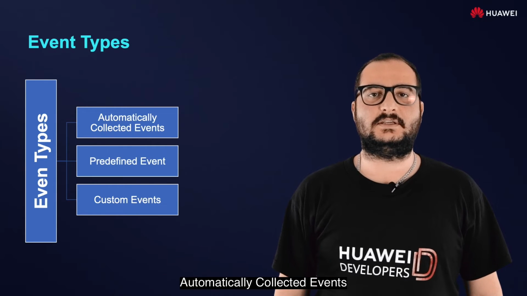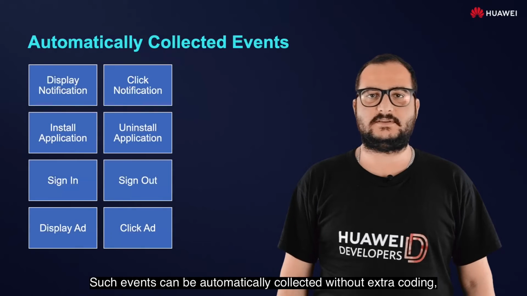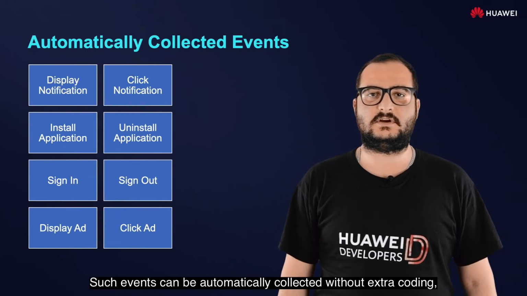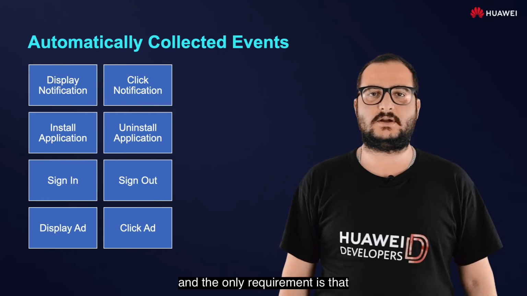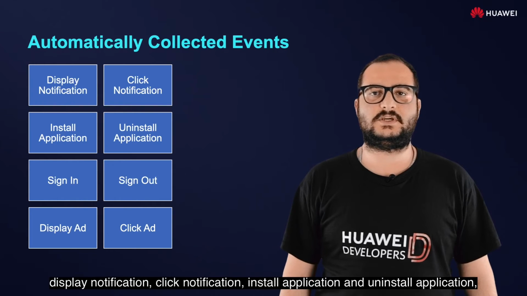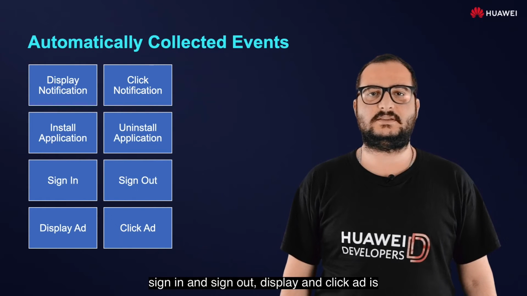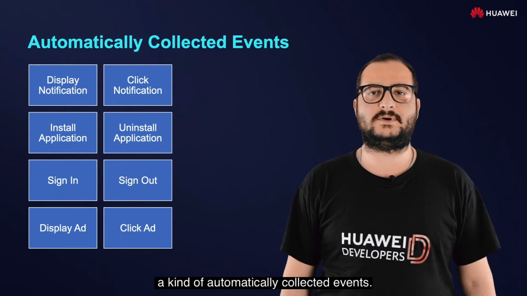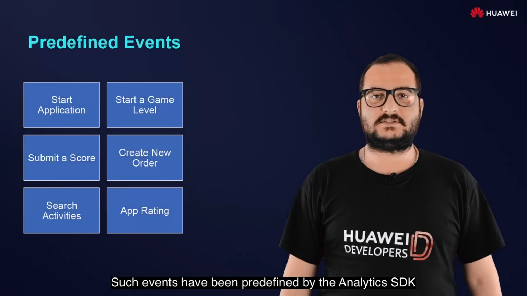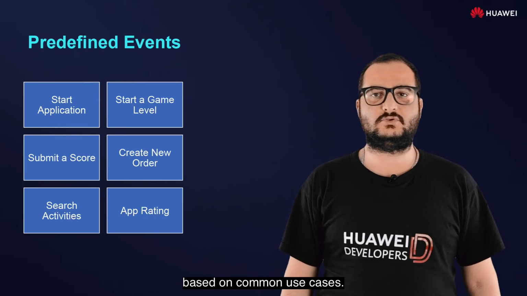Huawei Mobile Services Analytics Kit provides developers 3 types of analysis events. These are automatically collected events, predefined events, and custom events. Such events can be automatically collected without extra coding, and the only requirement is that the function of collecting system events is enabled. For example, display notification, click notification, install application and uninstall application, sign in and sign out, display and click ad are kinds of automatically collected events.